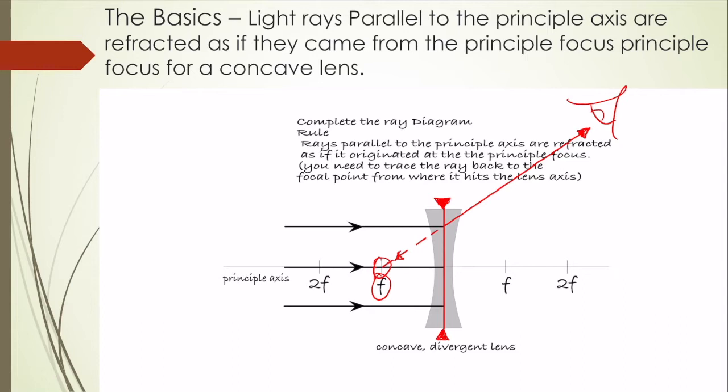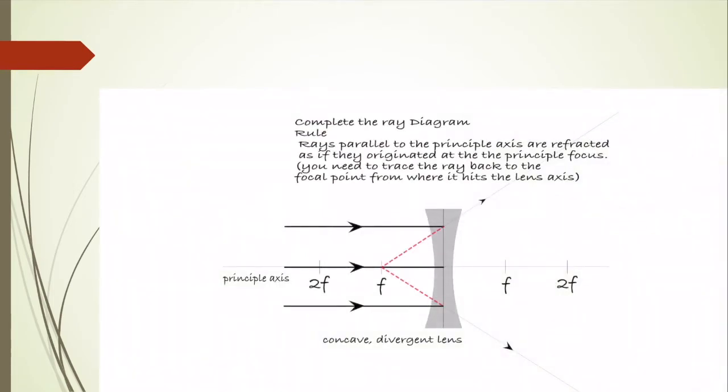Same's true for the ray on the opposite side of the lens. It would appear to have come from that focal point. So that's dashed, and then a full line from the end of the lens there. Okay, so that's how you draw those. A bit more accurate diagram on the screen in front of you now.